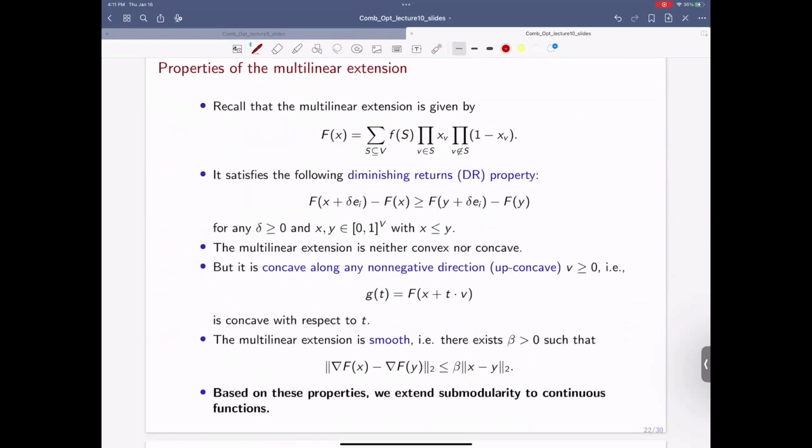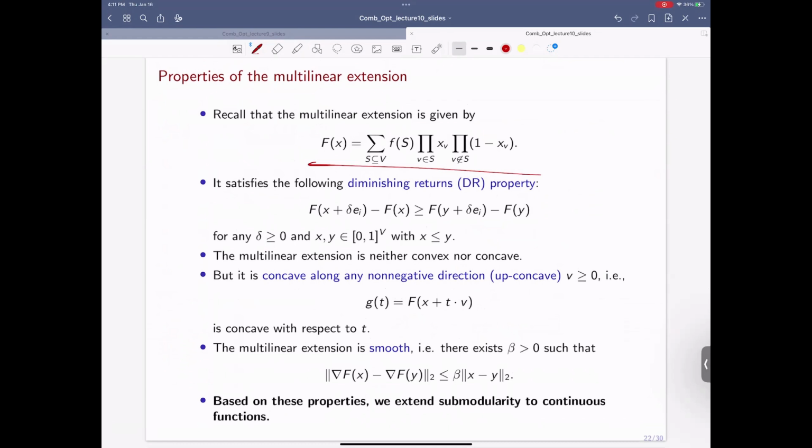So look at this multilinear extension. It is known to satisfy this property called the diminishing returns property. Now I'm talking about continuous functions. Okay, so the arguments are some arbitrary vectors. Let's say I take some coordinate.